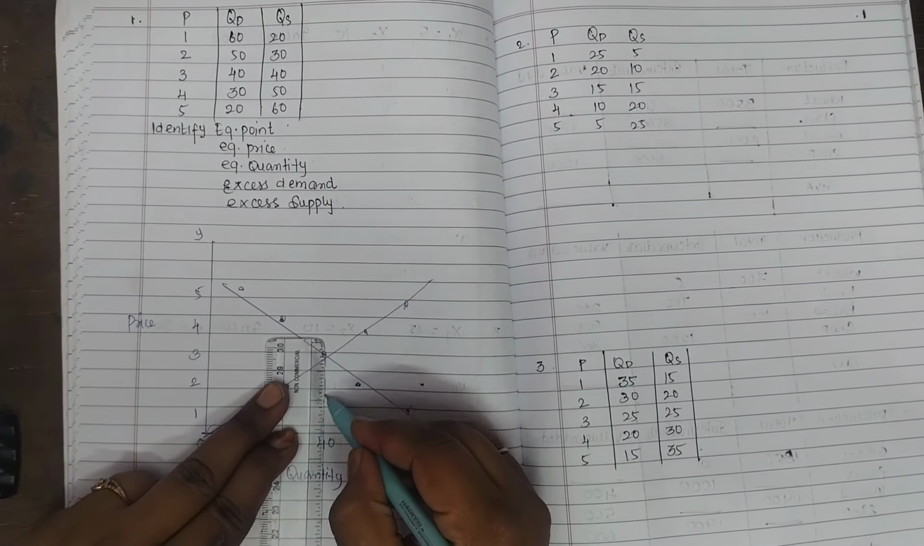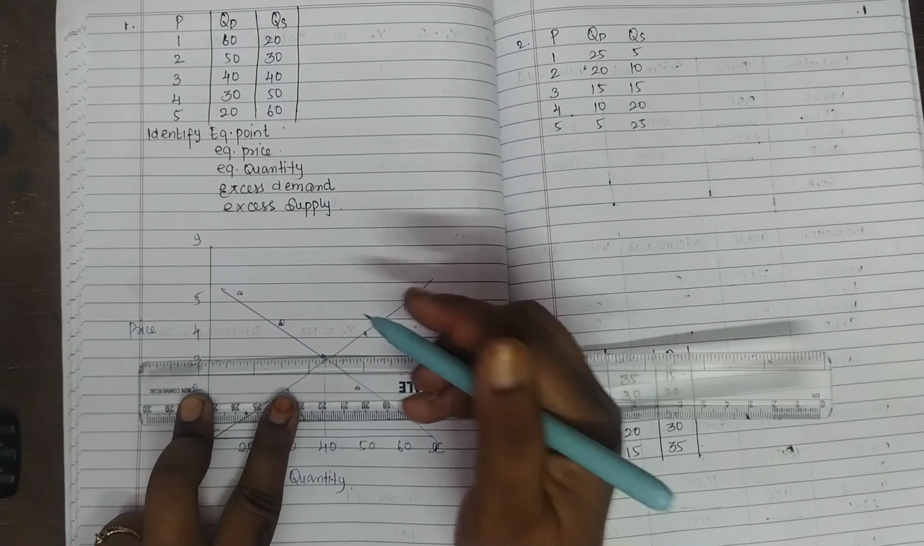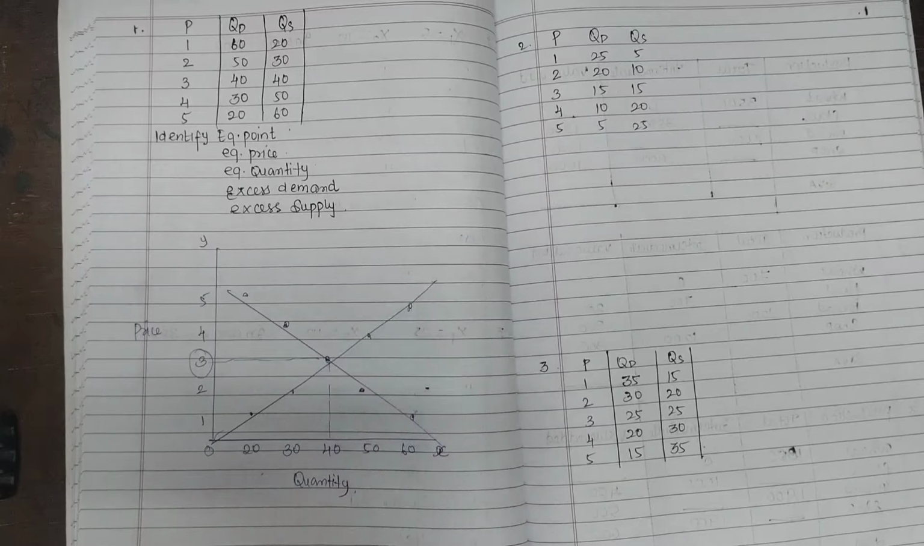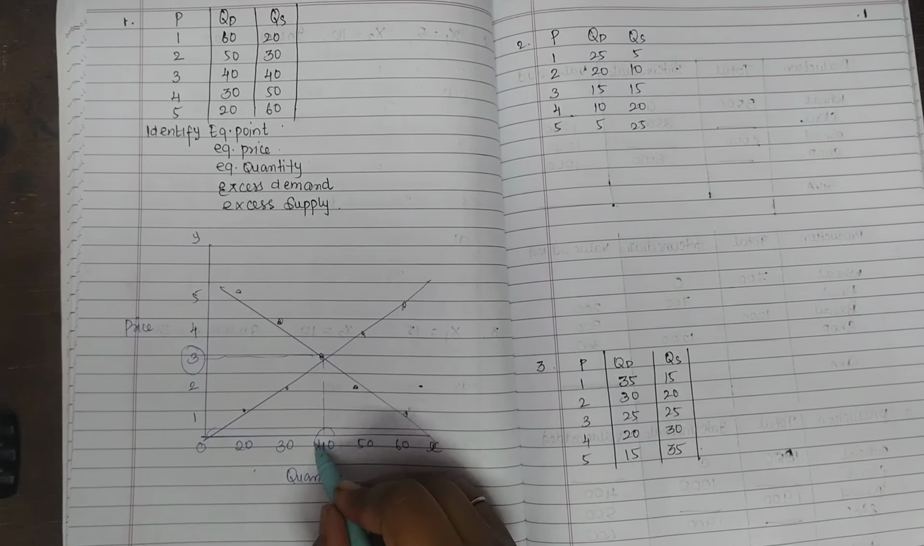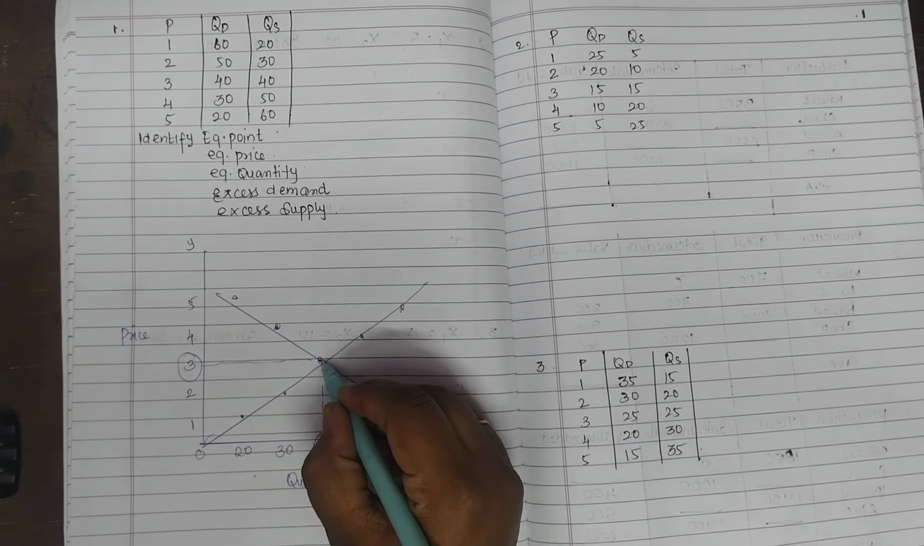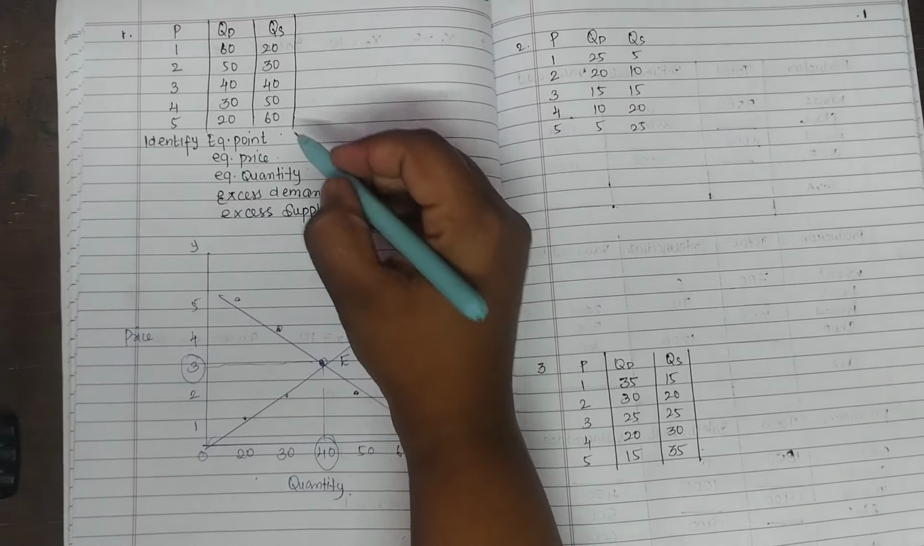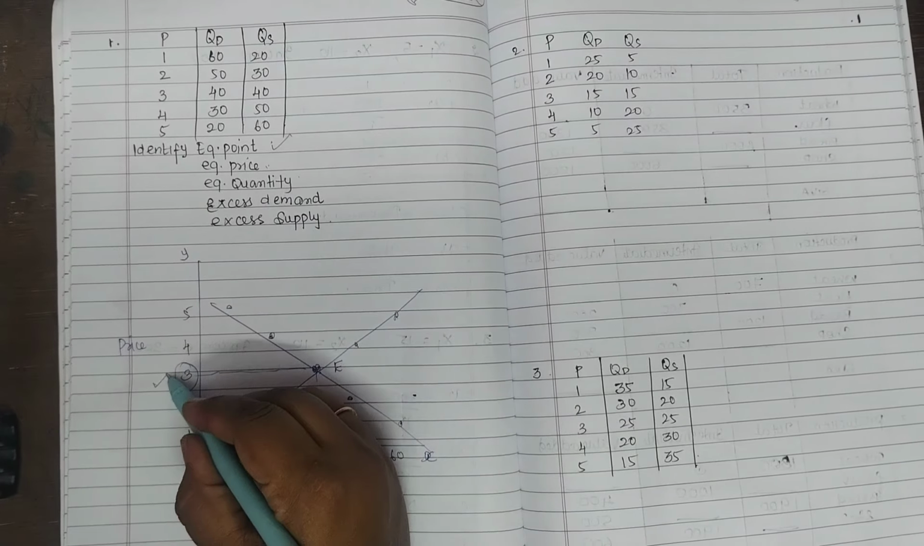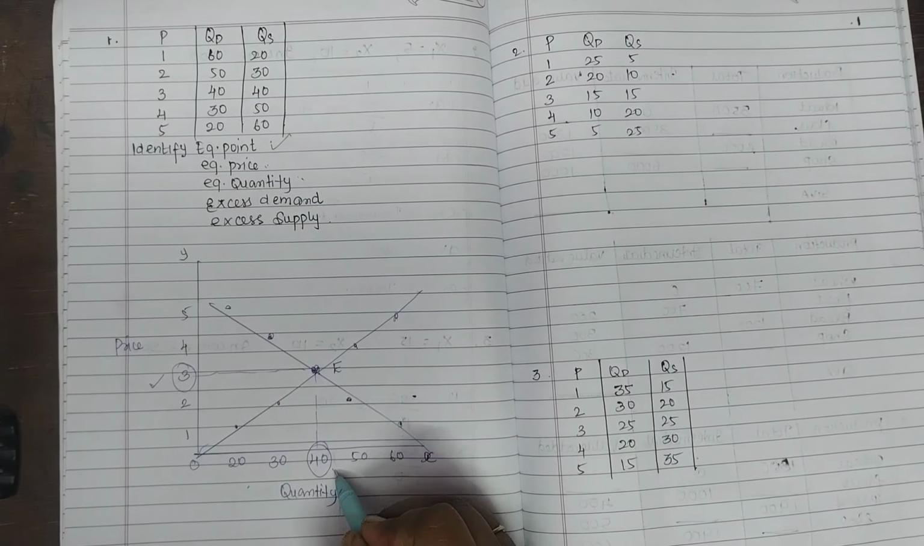So we need to identify the equilibrium price and equilibrium quantity. This is the equilibrium point. So the equilibrium point you have identified, which is this. Equilibrium price, which is this. Equilibrium quantity, which is this.